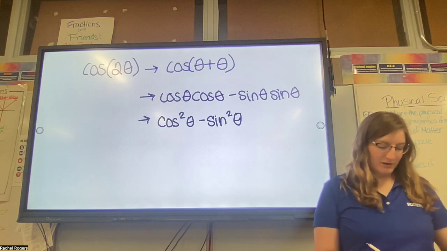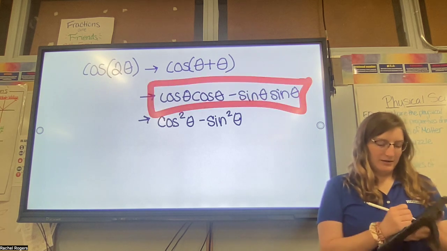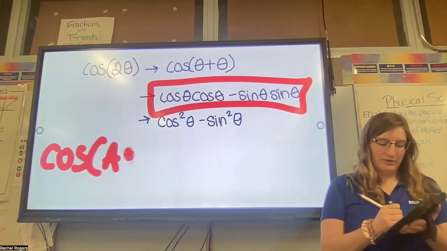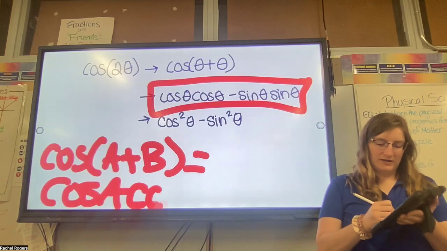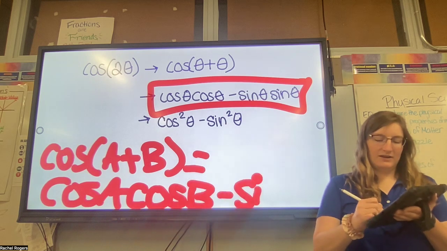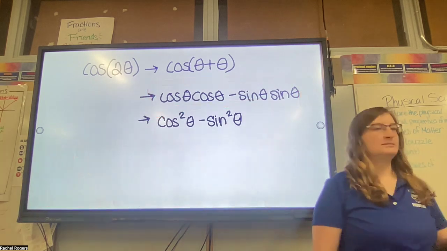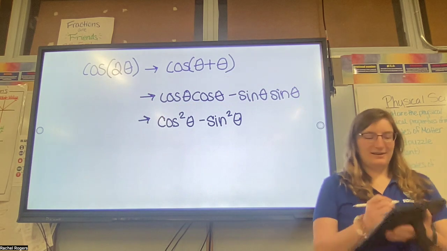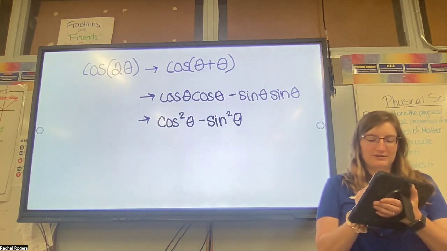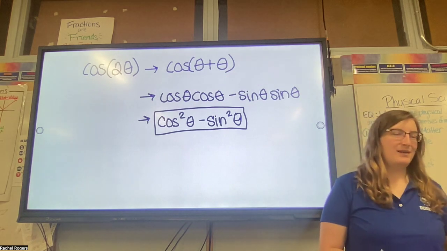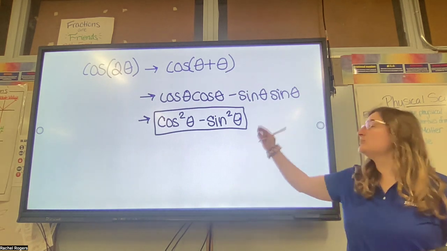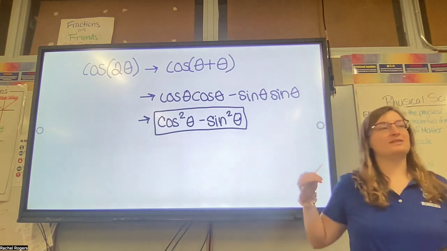So this is our 7.3, that cosine of A plus B is equal to cosine of A, cosine of B, minus sine of A, sine of B. So here we have one version, and there's actually 2 more versions. Could we write this in terms of just cosine or just sine?